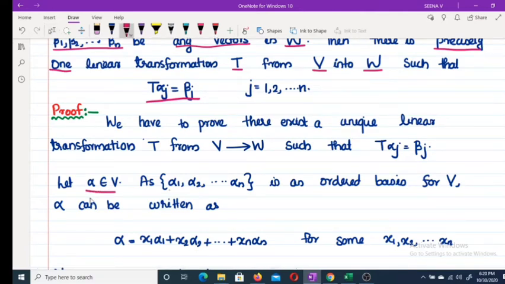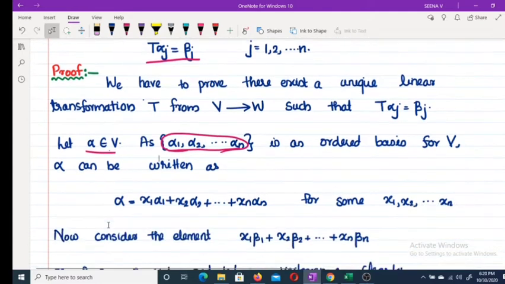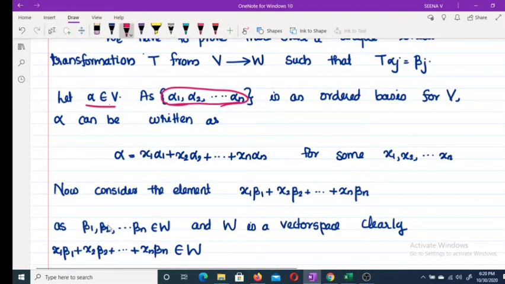But given that alpha 1, alpha 2, etc., alpha n is an ordered basis for V, therefore alpha you can write as a linear combination of these alpha i's. So alpha you can write as x1 alpha 1 plus x2 alpha 2 plus etc. plus xn alpha n, for some x1, x2, etc., xn belongs to F.